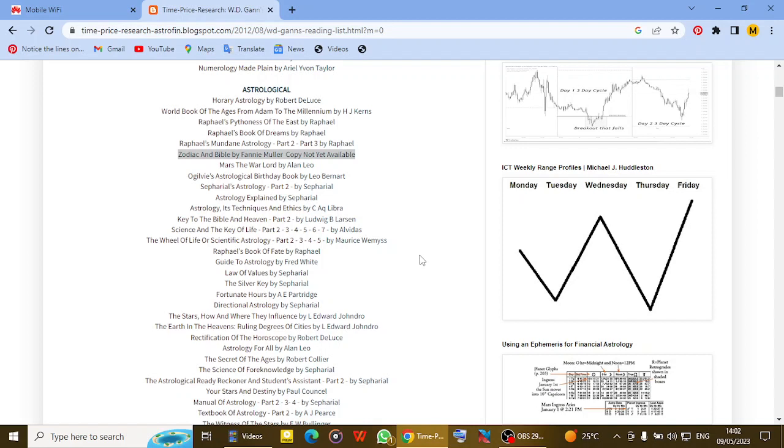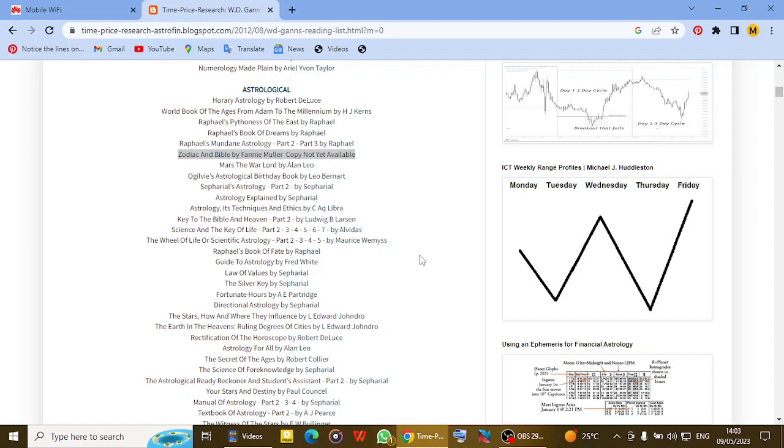Now coming to the gist of the recommended list, most people are traders. Most people are into investing in stocks, bonds, cryptos, synthetic indices, currencies.